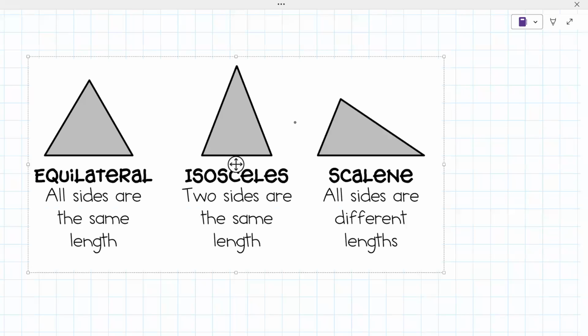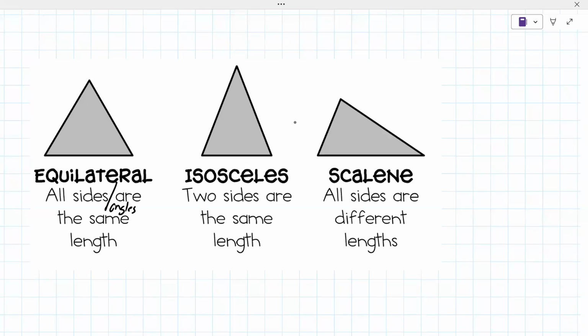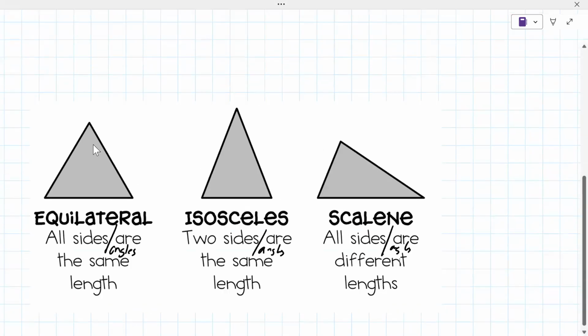So you might want to get this down. The sides, it really means sides and angles. All sides and angles the same, two sides and angles the same, all sides and angles are different lengths. Okay, so now there's some other words that we can use, but let's just go back to your problem here.